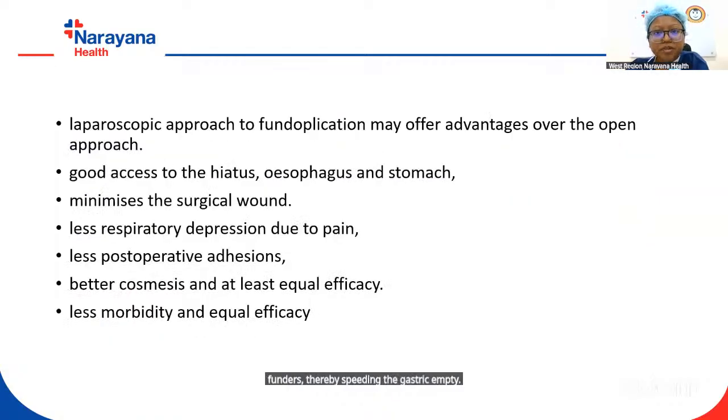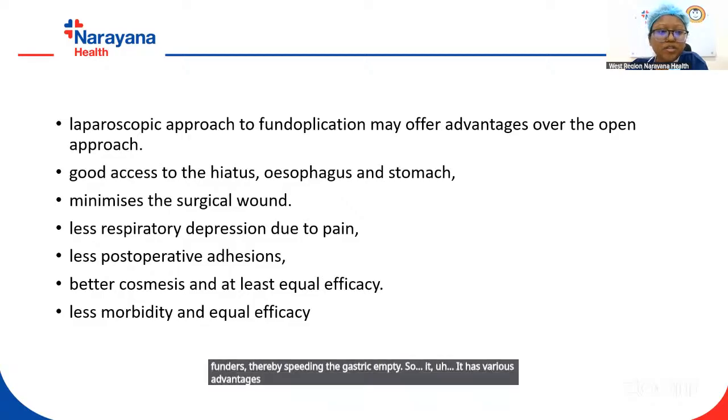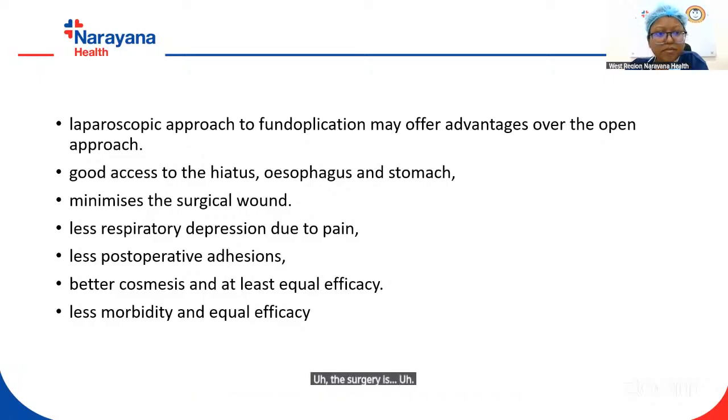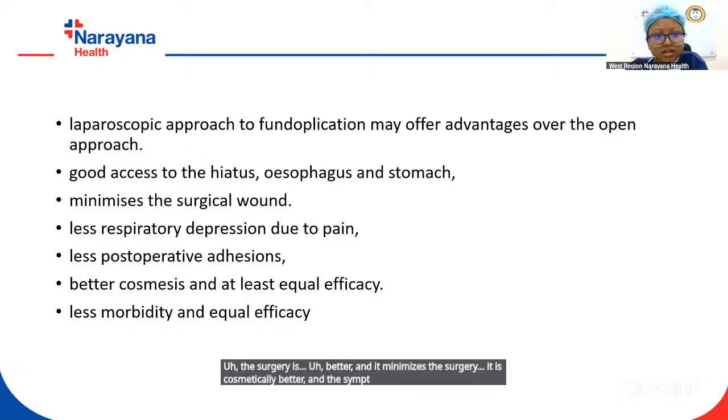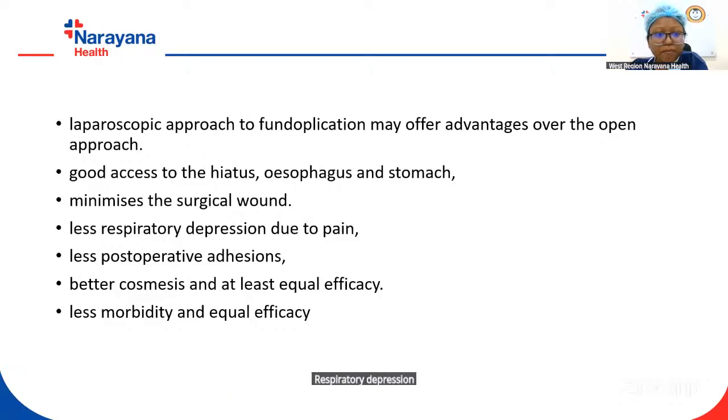It has various advantages over open surgery because of good access to hiatus, esophagus, and stomach. The surgery is better, and it minimizes the surgical trauma. It is cosmetically better, and problems like respiratory depression due to pain or post-operative adhesions are lesser here.